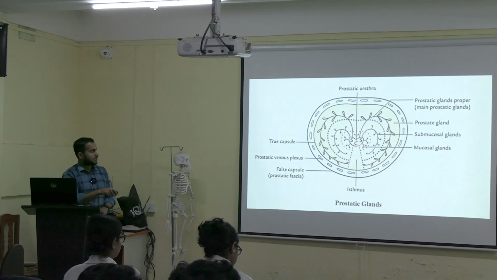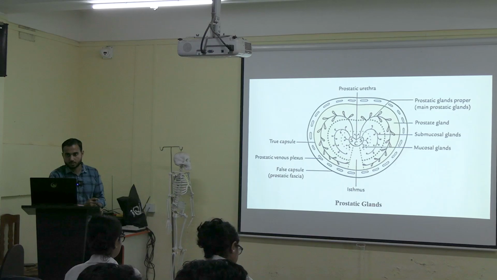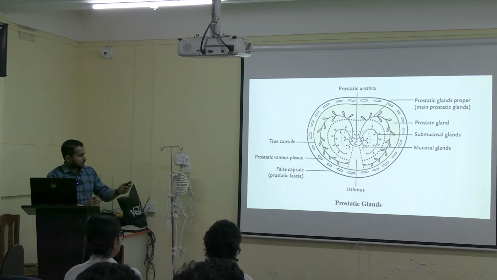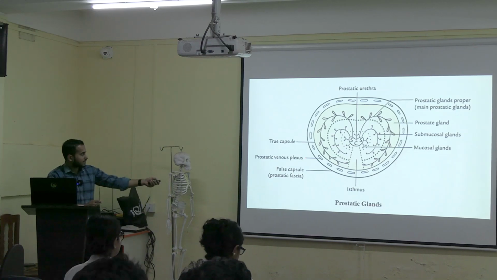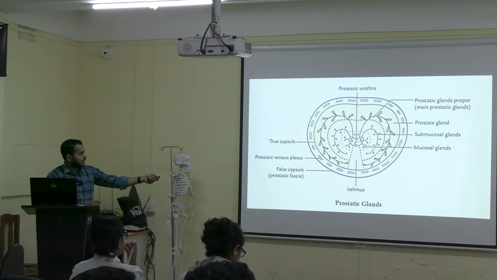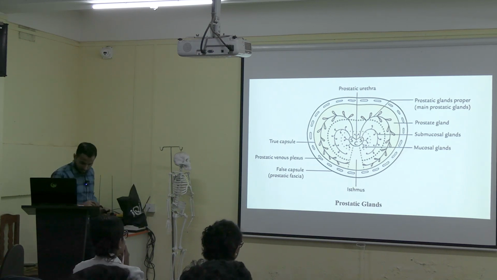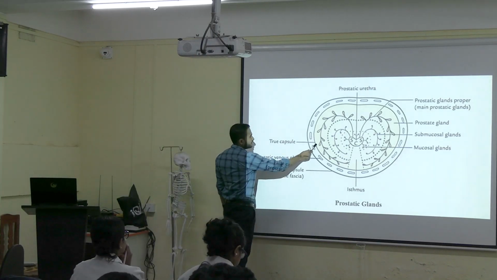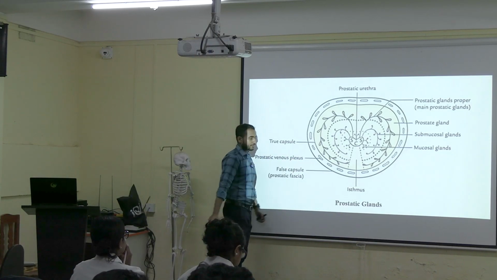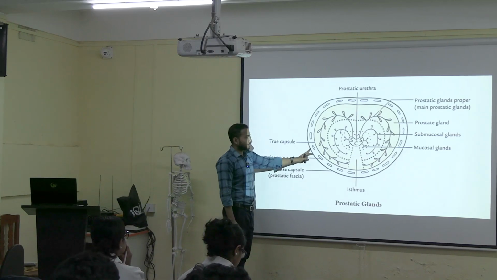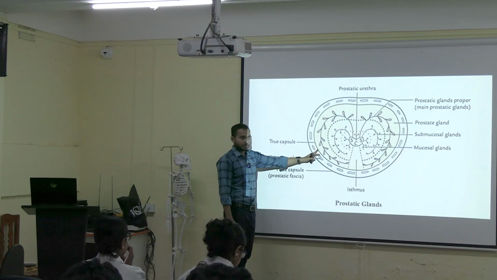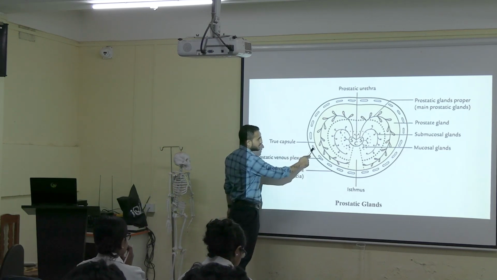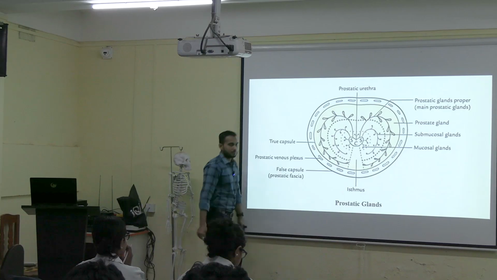So here you can see this is the interior structure of the prostate. Okay, so here you can see the false capsule, then you can see the true capsule. So this is the true capsule, this is the false capsule. Okay, the false capsule is mainly formed by the pelvic fascia, and this is formed by the peripheral condensation of the stroma of the gland. In between these two capsules, you can see this is the prostatic venous plexus.